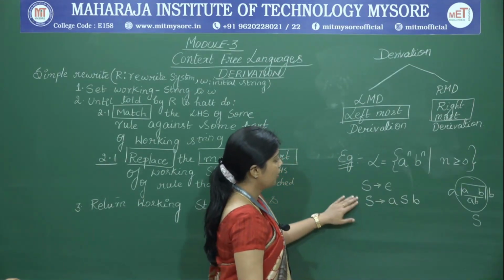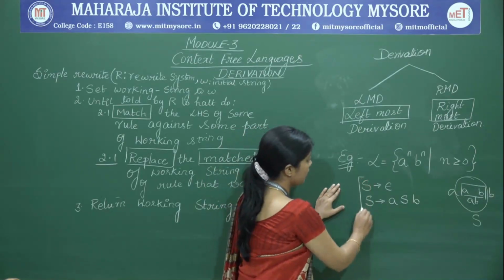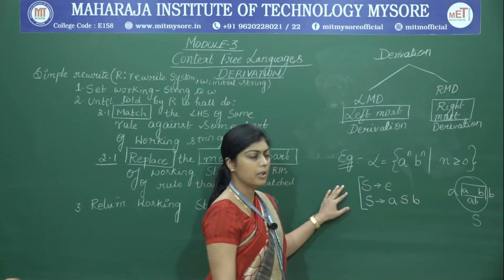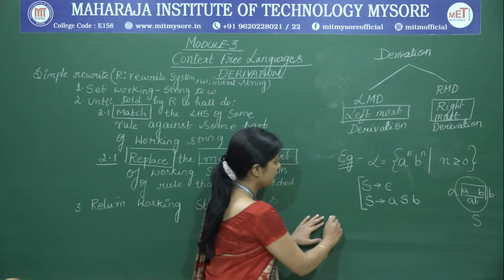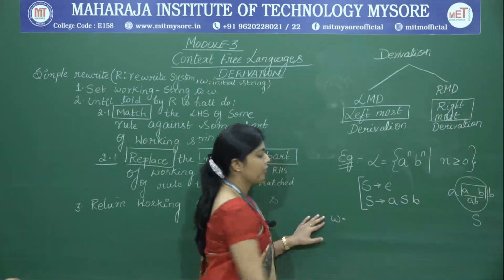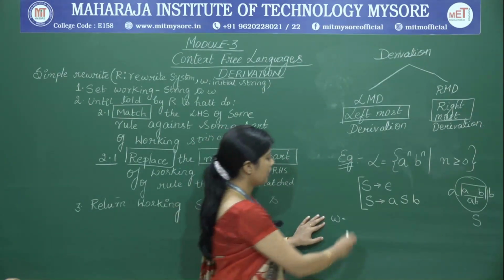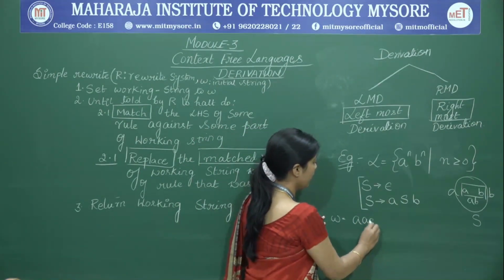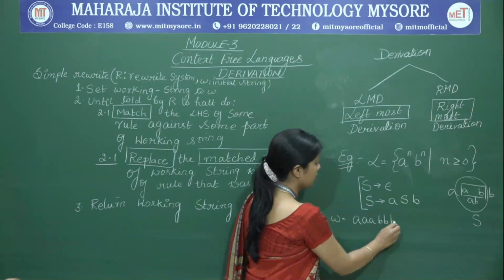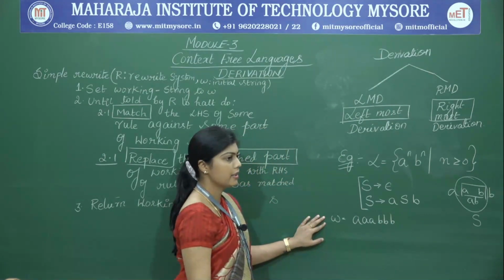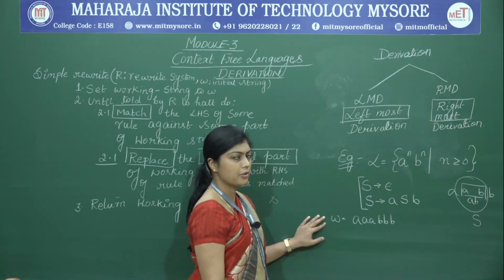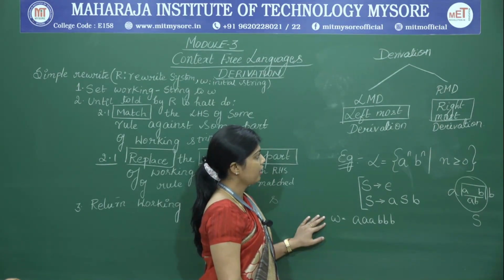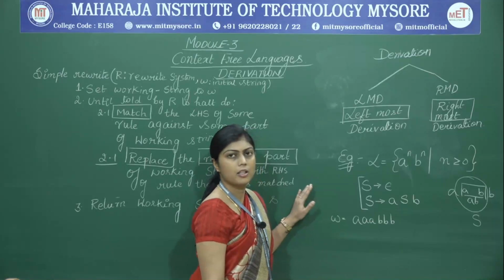Now we are interested not in the grammar rule, but in deriving a string. Let's take up some working string w, and say I want 3 a's followed by 3 b's. Let's try to do the derivation for the same, and we'll see what kind of derivation it is.